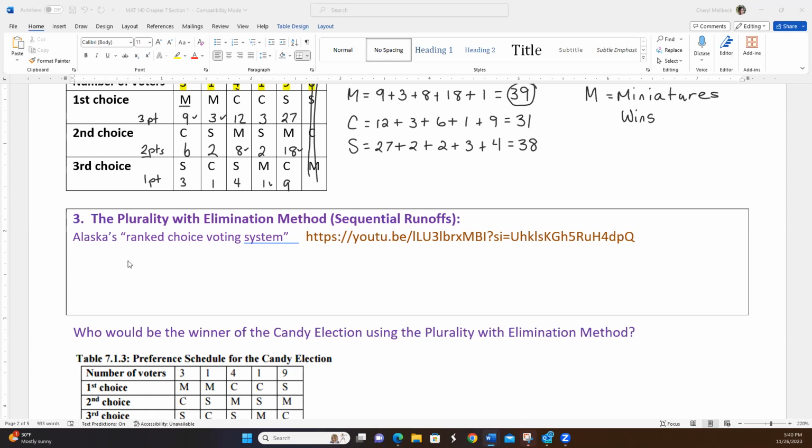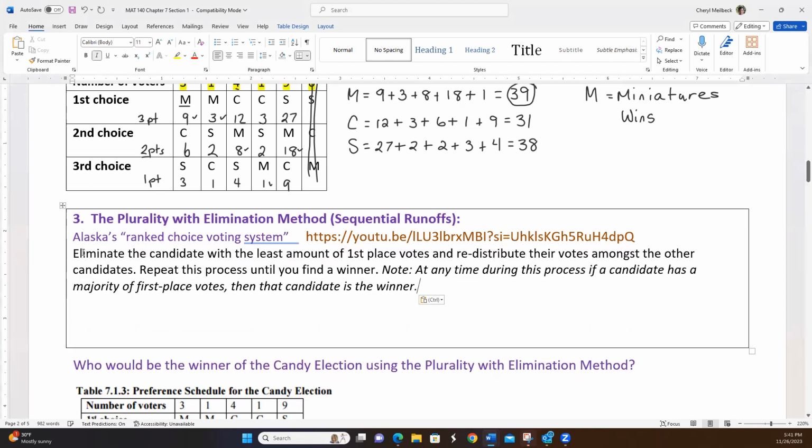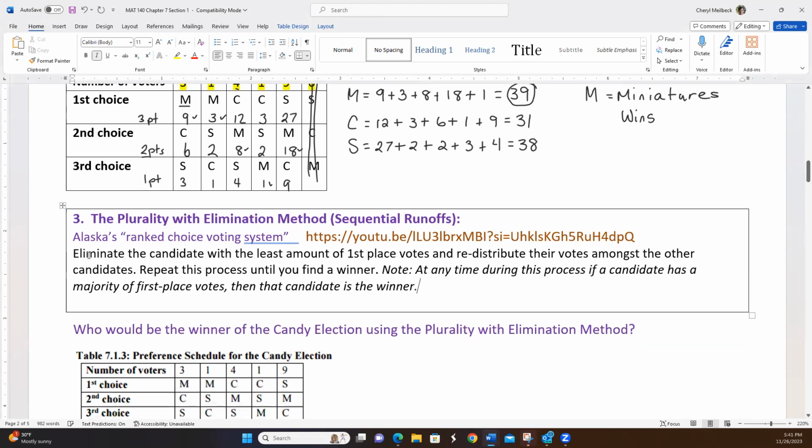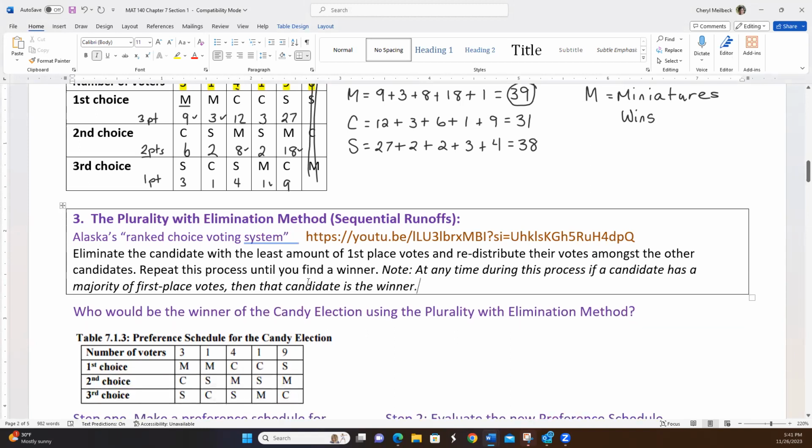But just to describe it, what happens in plurality with elimination is if there are no candidates with a majority, then you eliminate the candidate with the fewest first place votes and redistribute their votes amongst the other candidates. You repeat this process until you find a winner. Now, at any time during this process, if a candidate has a majority, so more than 50% of the first place votes, then that candidate is the winner. Go ahead and pause the video if you need to get that down.